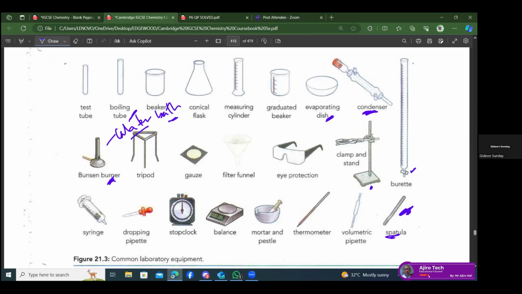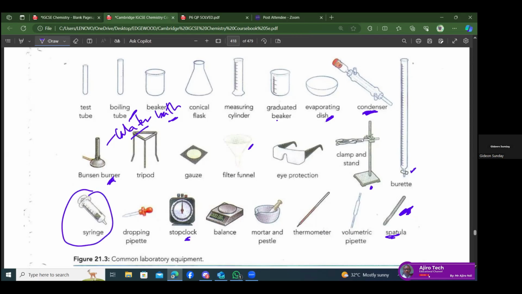And of course, when you're talking about filtration, you know that you need a filter funnel, you need a filter paper, and you also need a vessel or container to collect. Then you know what the stop clock is used for: to measure time.